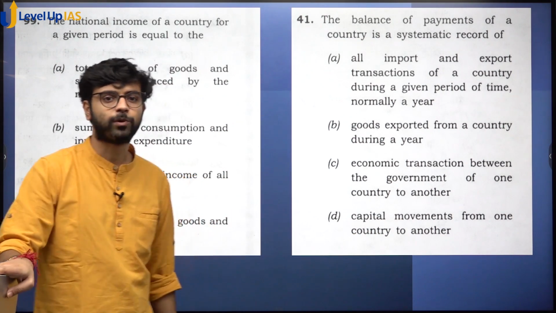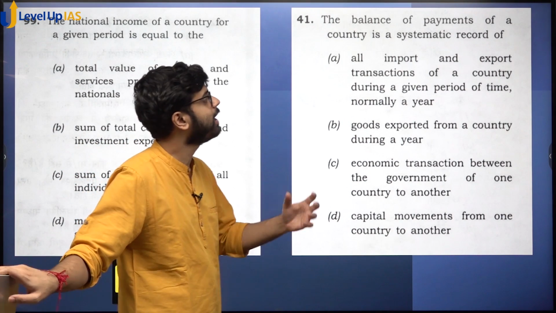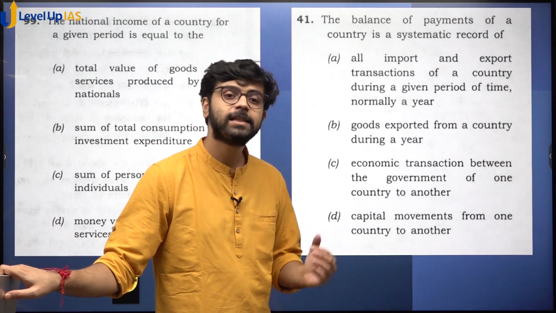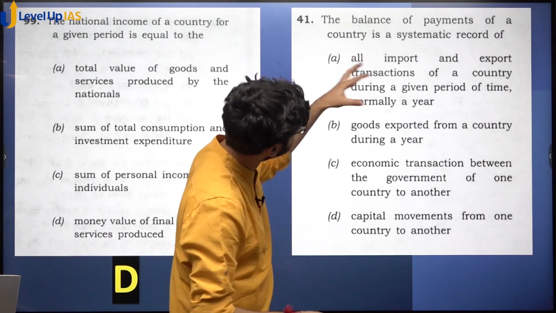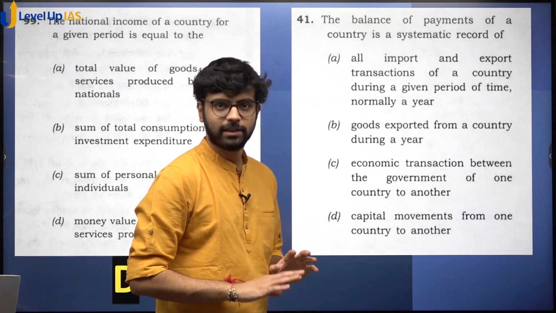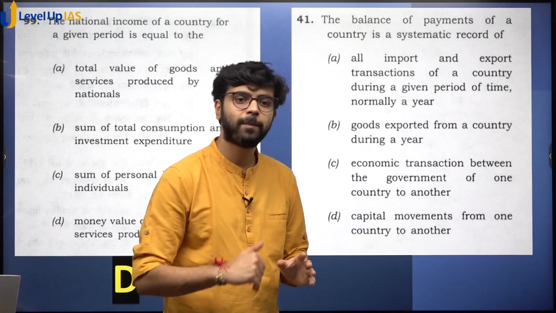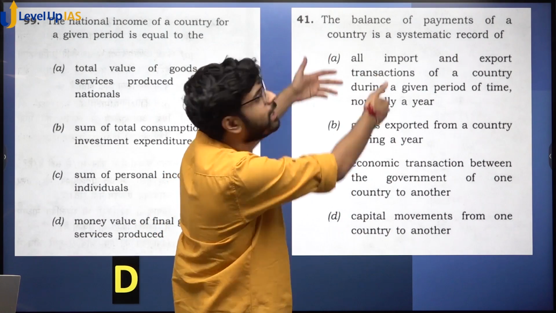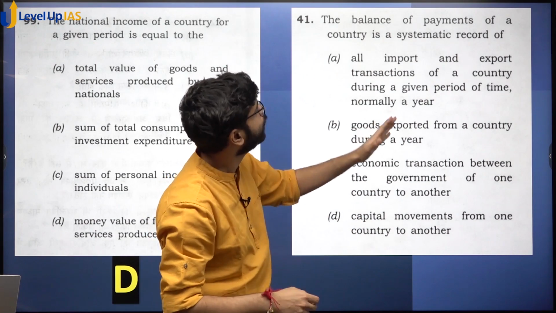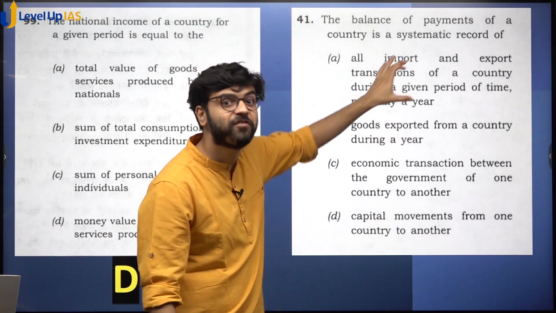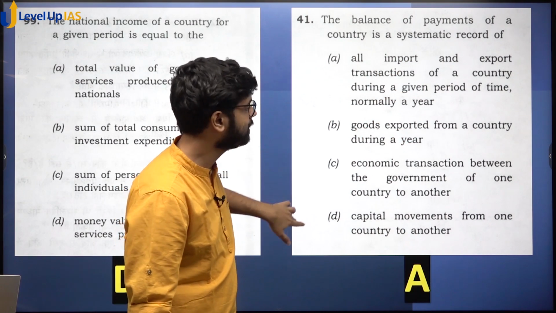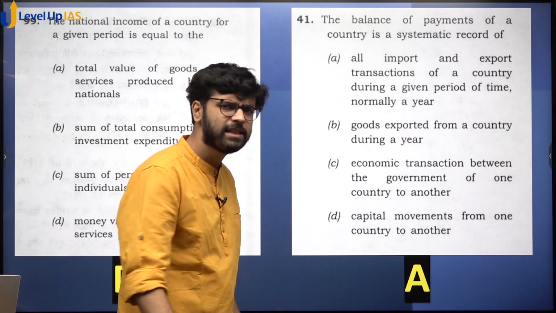Answer is import and export. See here, don't take import and export in the literal sense of goods only. It is import and export of money or anything they are talking about here. Import and export transactions. Okay? So it can be capital also, it can be current also. Here, don't take it quite literally. Import and export transactions of a country during a given period, normally a year. This is a perfect definition. Yes or no? Answer is A. Is this understood?